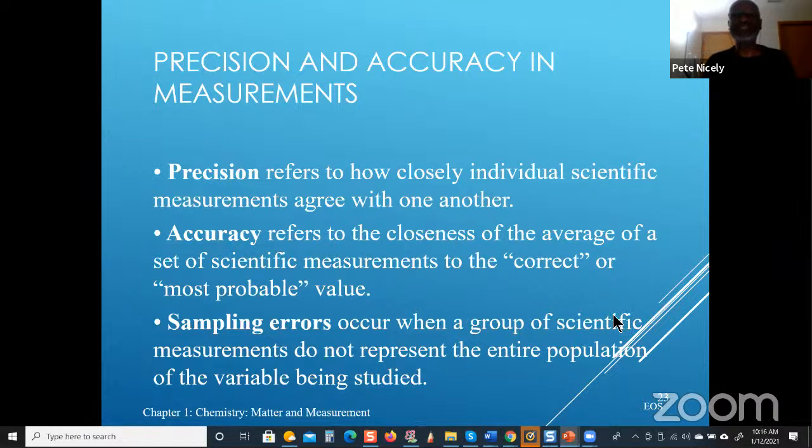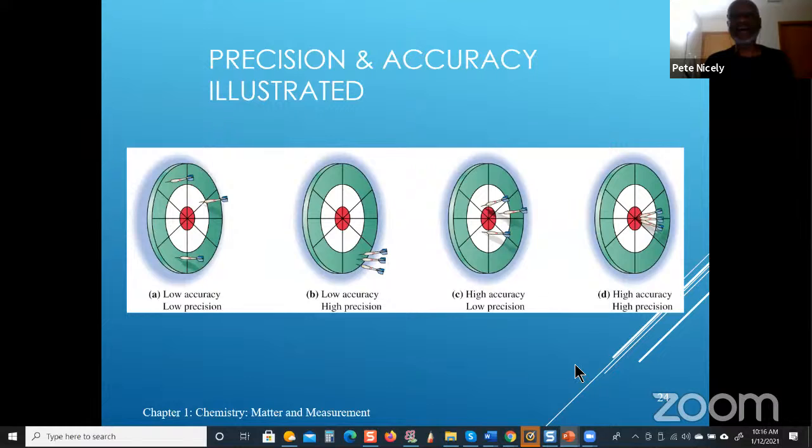And then when it comes to measurements, you can have what are known as sampling errors. These occur when you have a group of scientific measurements that do not represent the entire population. So this is something that is very important, especially when it comes to statistical data. You have to make sure that whatever sample you're using must be representative of the whole, so that whatever measurement is associated with that sample is a reflection of the whole. Okay, so that's basically what precision and accuracy and sampling error is all about.